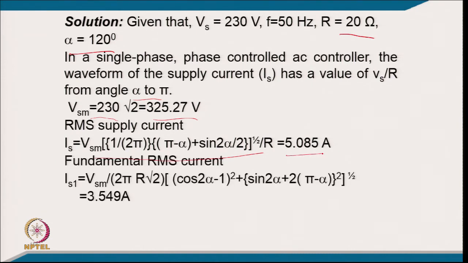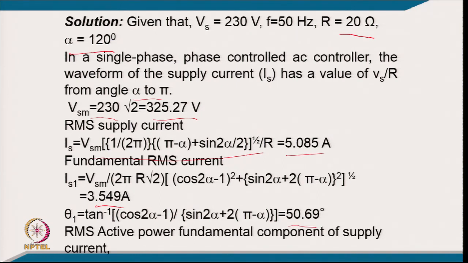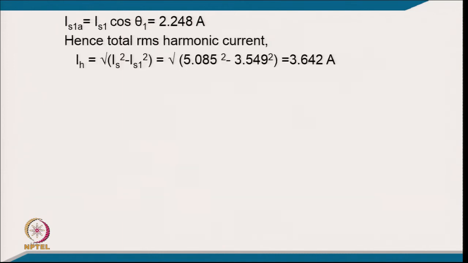5.085 ampere. The fundamental RMS current in this resistive load with the AC controller, from the given relation, comes to 3.549 ampere. The angle between the fundamental current and the voltage, from the relation in terms of alpha, comes to 50.69 degree. The RMS active power component of the supply current will be IS1A = IS1 cos theta 1, and putting in the values it comes to 2.248 ampere.